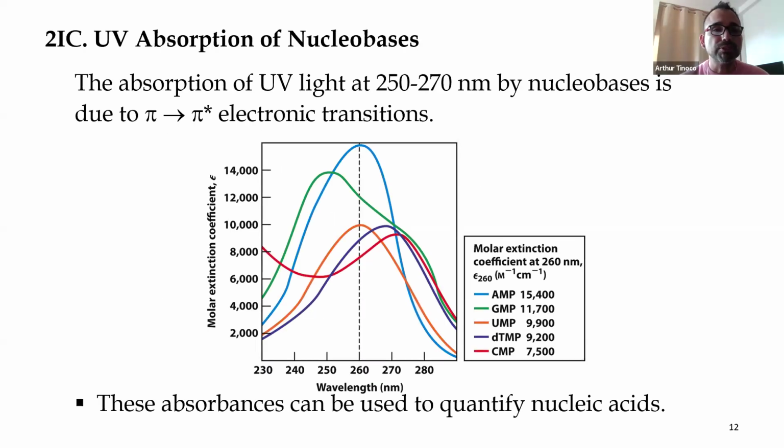Okay, so as I mentioned, a really important contribution to the spectroscopy of nucleic acids is this absorbance. So here is a visual depiction of the absorbance of the different nucleotides. And here you have the corresponding extinction coefficients of these individual nucleotides. Generally, what people will do is take the absorbance at 260 for a nucleic acid as a measure of those molecules.